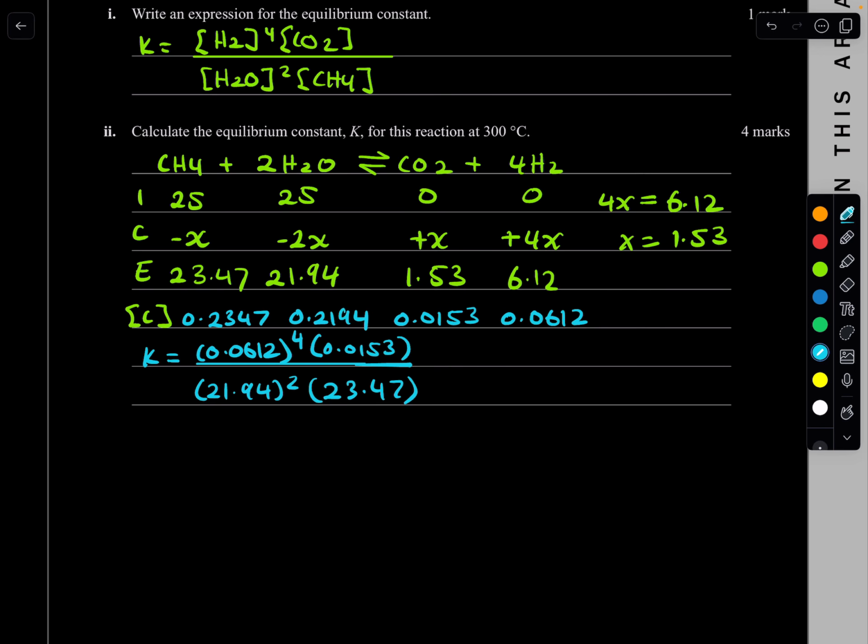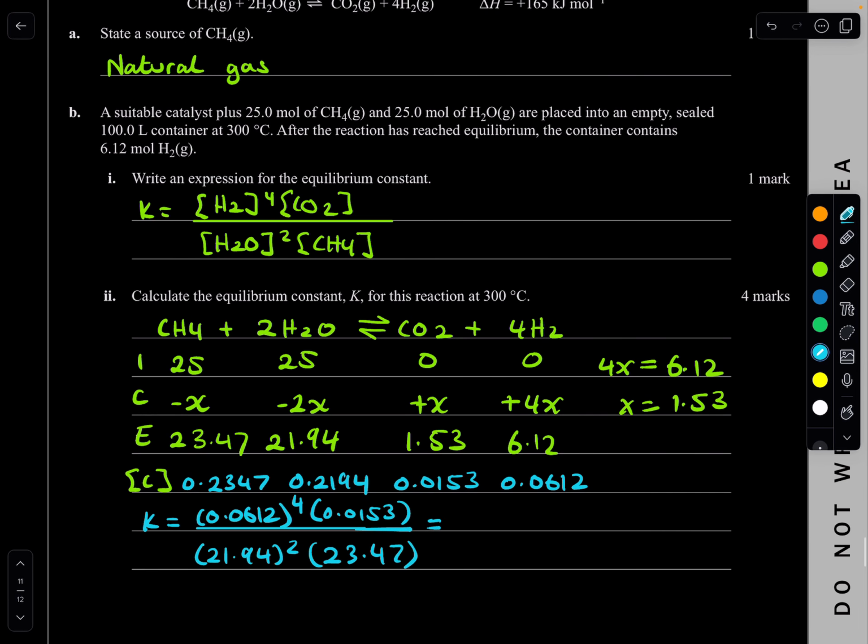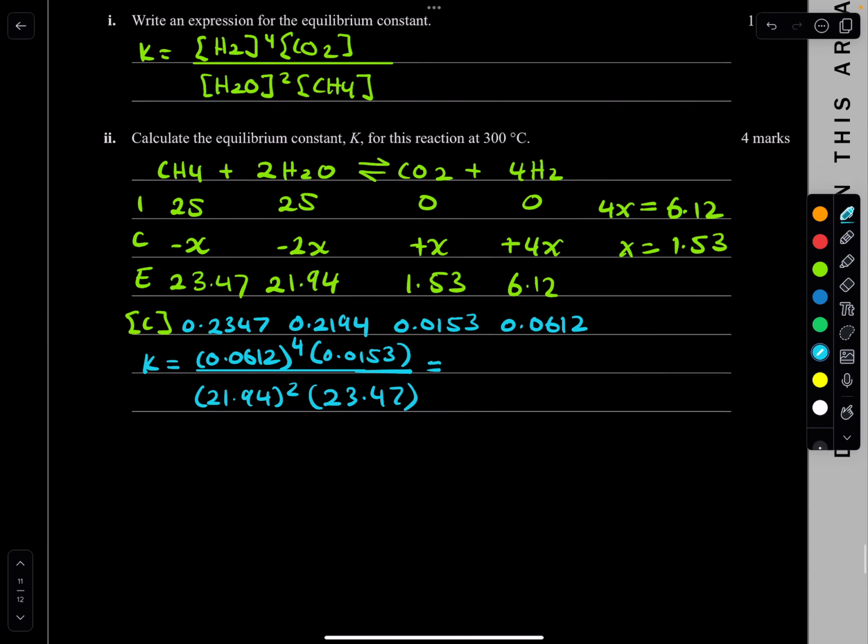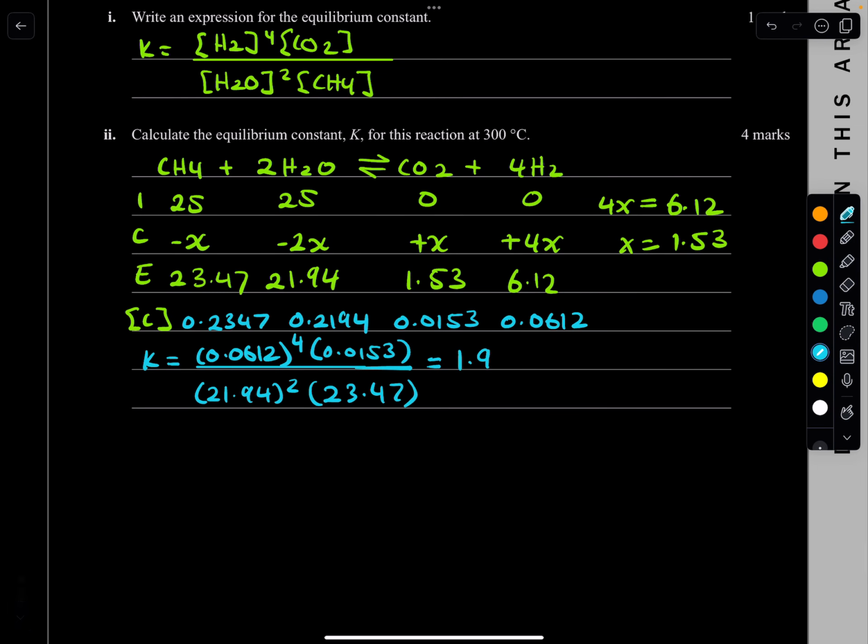23.47. So 23.47, and we get basically to how many significant figures? 3. So 1.90. Have I done anything wrong? 1.90 times 10 to the negative 11. That is very, very small.